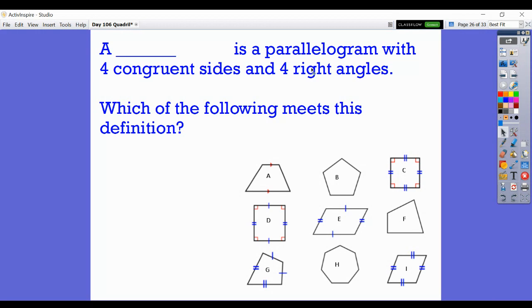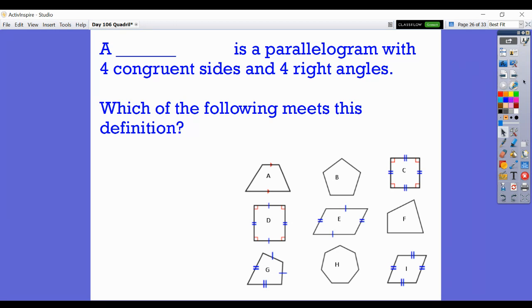A blank is a parallelogram with four congruent sides and four right angles. Which of the following meets this definition? All right, it's a blank is a parallelogram, two pairs of parallel sides with four equal or congruent sides and four right angles. Which of the following meets this definition? I'll pause it, answer, and come back.